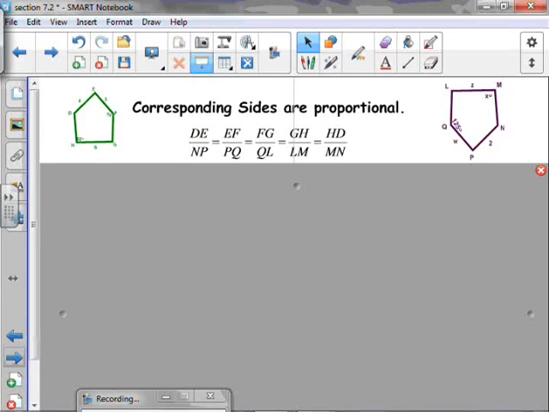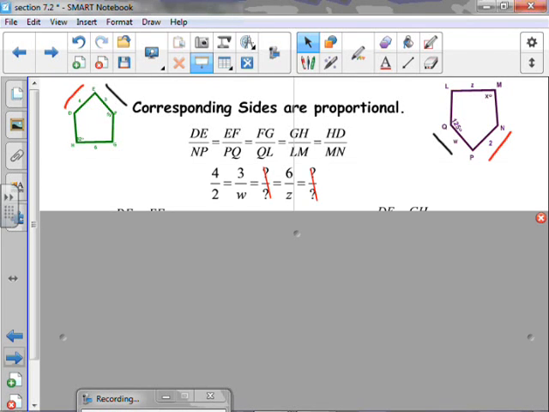I know that the proportions must be the same. So I've got them all listed here. DE over NP must be the same as EF over PQ, must be the same as, and we can go around and around. Okay? And so I will start making these ratios. And as soon as I get one that has both numbers, I know what every one of them has to be.